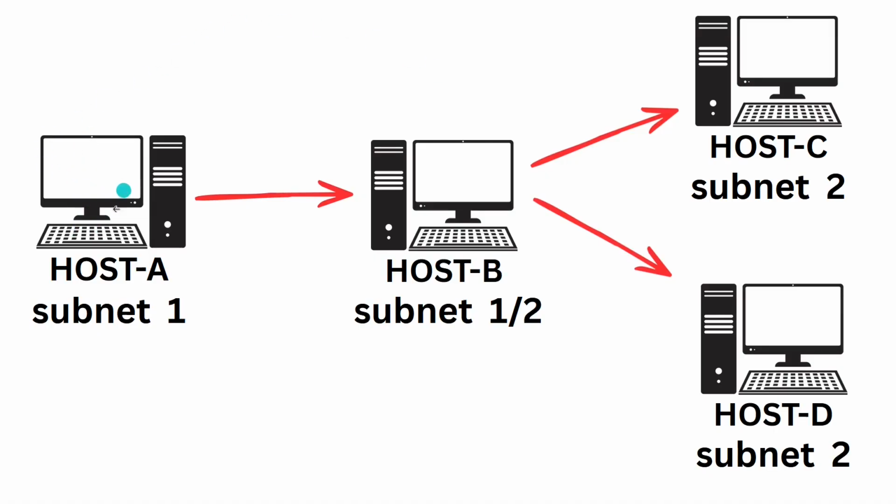Host A is on subnet 1, and hosts C and D are on subnet 2. Therefore, host A cannot talk to hosts C and D because their subnets do not match. However, host B is on both subnets 1 and 2, and so if we're on host A and we happen to get into host B, we can pivot from host B to hosts C and D. This is the easiest example of pivoting.